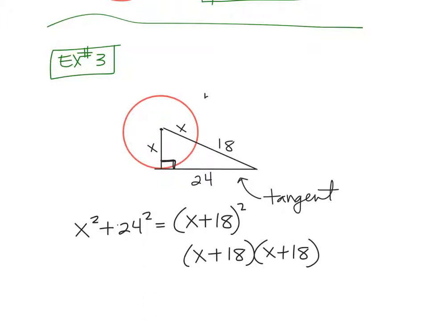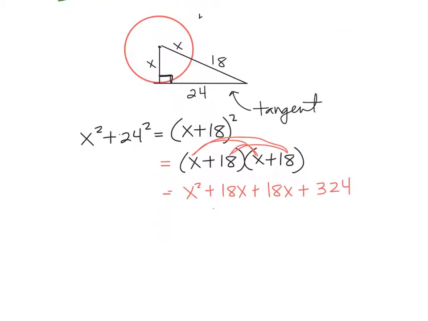So remember FOIL: first, outer, inner, last. If you need to, you can set it up like this. I'll remind you of the shortcut in just a minute, but I want to make sure you get FOIL in case you don't want to do the shortcut. So if we FOIL this, it's x squared, right? That's your first. Your outside would be x times 18. Your inside is 18 times x also. And then your last is 18 times 18, which is 324.